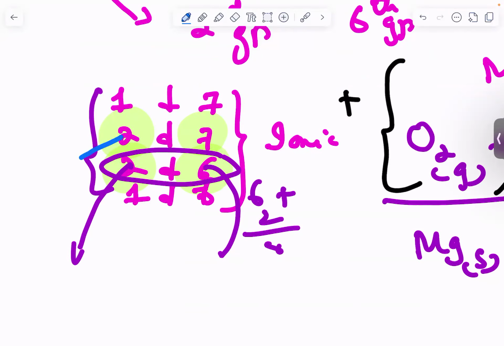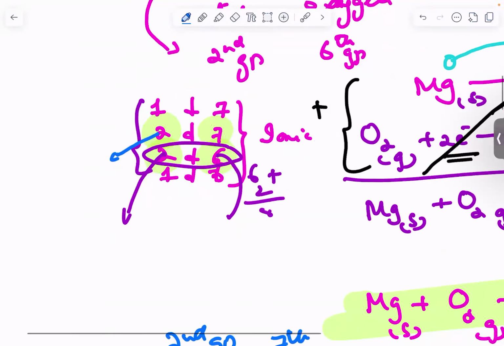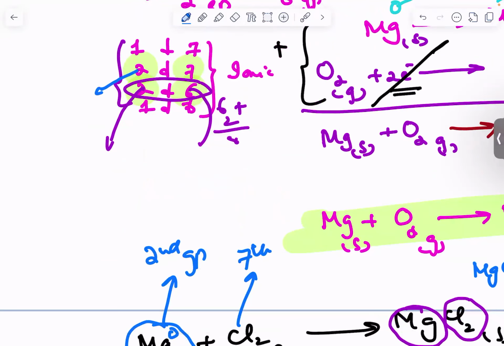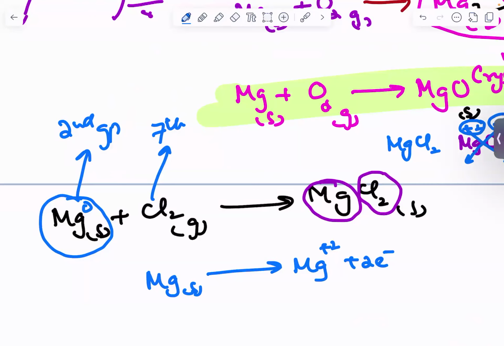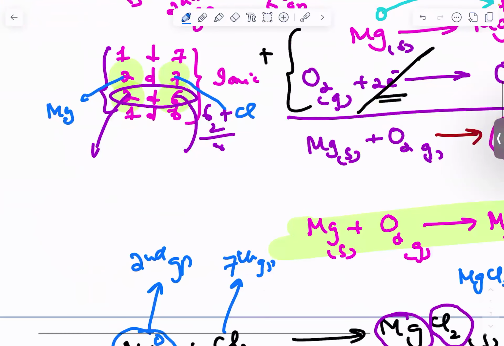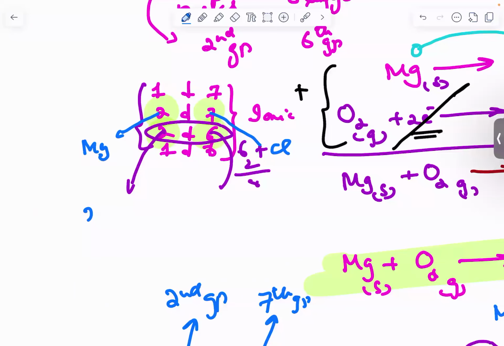Isn't the octet 8? No, have a look. Two is what, magnesium, and seven is what, chlorine. We are doing the same. So it is possible. Magnesium is going to lose two electrons, and chlorine will take only one electron. So if two chlorine atoms come, then it works out.